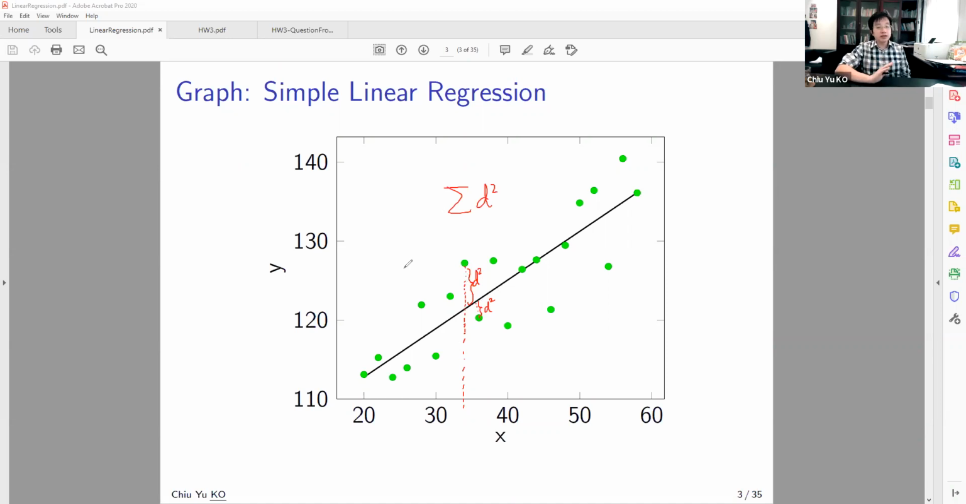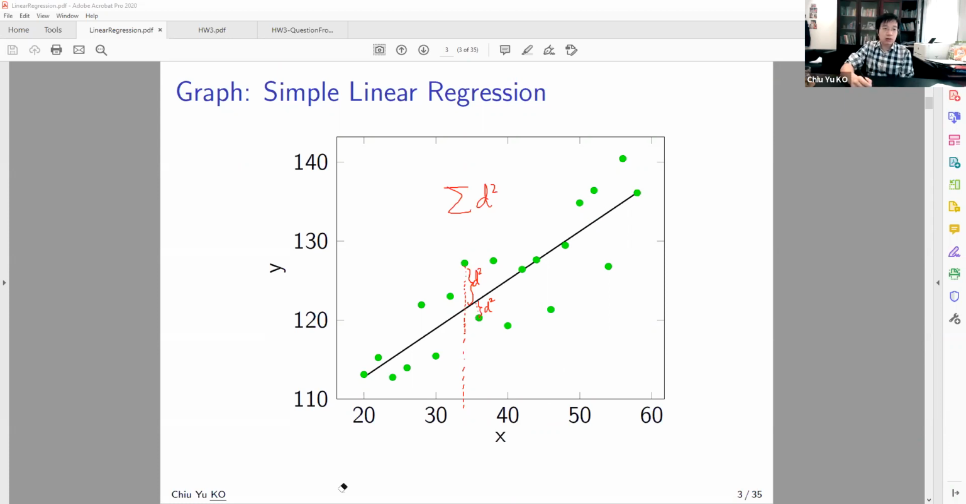By no means is this the only way to do it. If you look at other courses, like big data, they will probably tell you to minimize the perpendicular distance. That's another type of regression. But for the moment, we focus on the simplest and most classical one, looking at the distance in x and y.